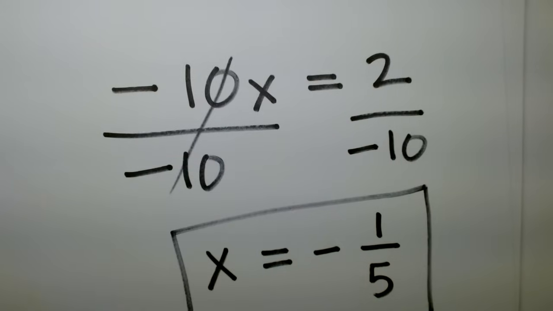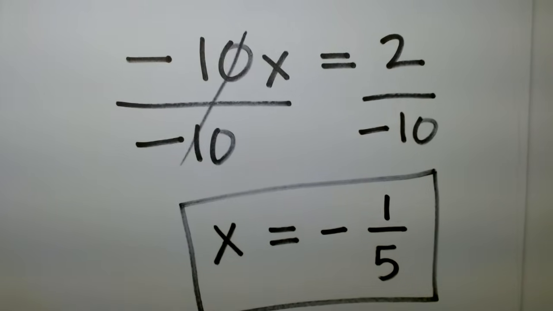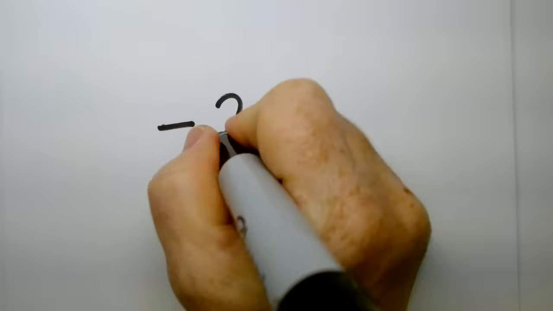So x doesn't have to be an integer. It can be a fraction. Okay? All right, so you're going to divide or multiply to get x by itself. Here's a case where we do the opposite. Watch.